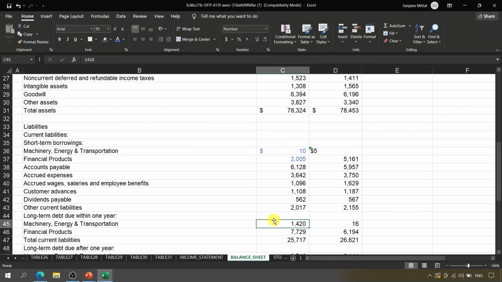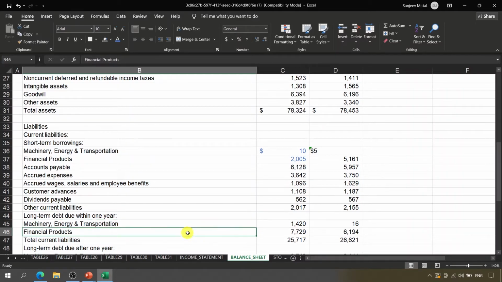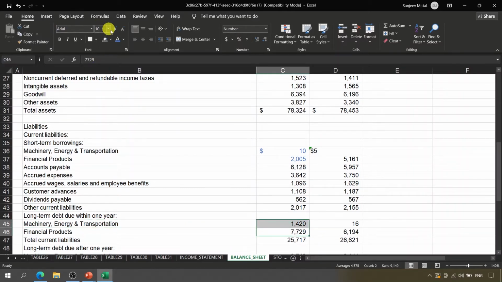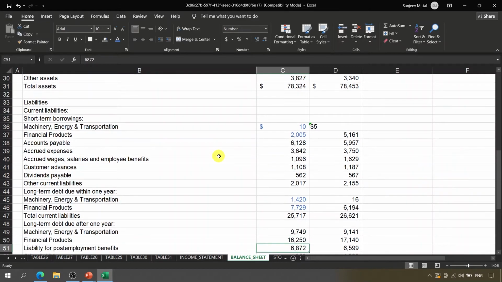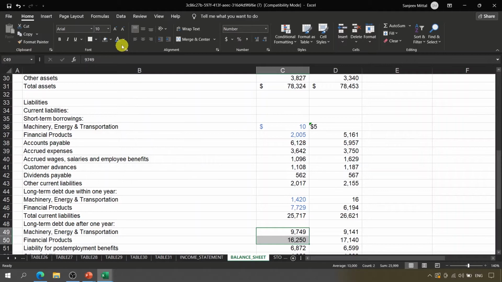Also, if we go further, we can simply see our long-term debt, which is due within 1 year for machinery and financial product is written here. So this number shall also be used for our cost of debt purpose. And after that, if we go and see long-term debt due after 1 year for machinery and financial products is here, as you can see. So let's start using these details for the year 2020.